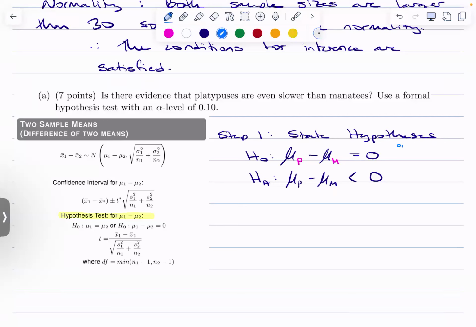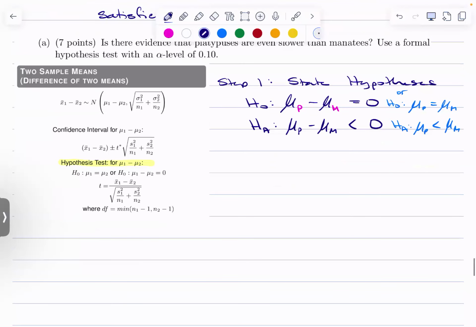Or if you prefer, you could say mu1, or mu p, let's say, is equal to mu m. And then it makes it a little bit easier to set up your alternative hypothesis, right? Because you want to show that mu p is less than mu m. And then you don't have to think about the difference compared to 0. Either way, you've got a one-sided test, right? You're only concerned about one extreme. So this is a one-sided test.